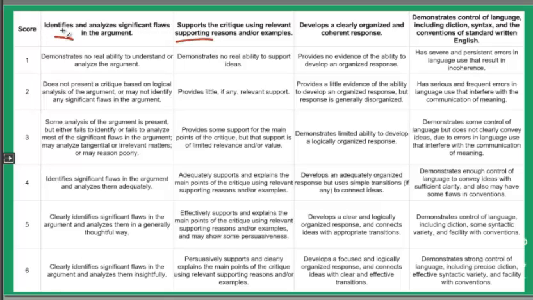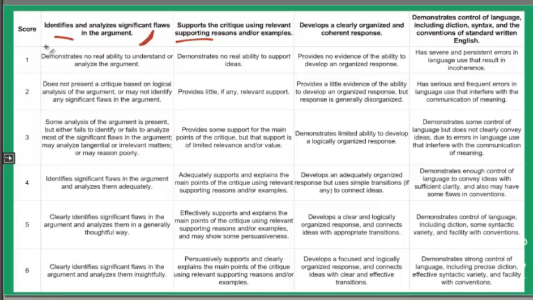Whether you are able to identify and analyze the significant flaws in the argument or not. So that's why they are testing you. That's why in the introduction I told you, remember that you have to rephrase the argument in your own words. This shows that you have been able to understand, identify and analyze, so that's extremely important.